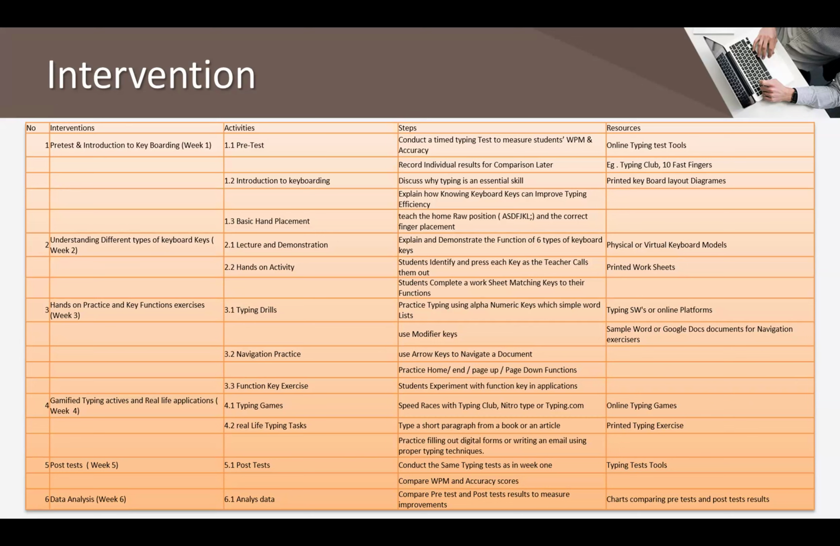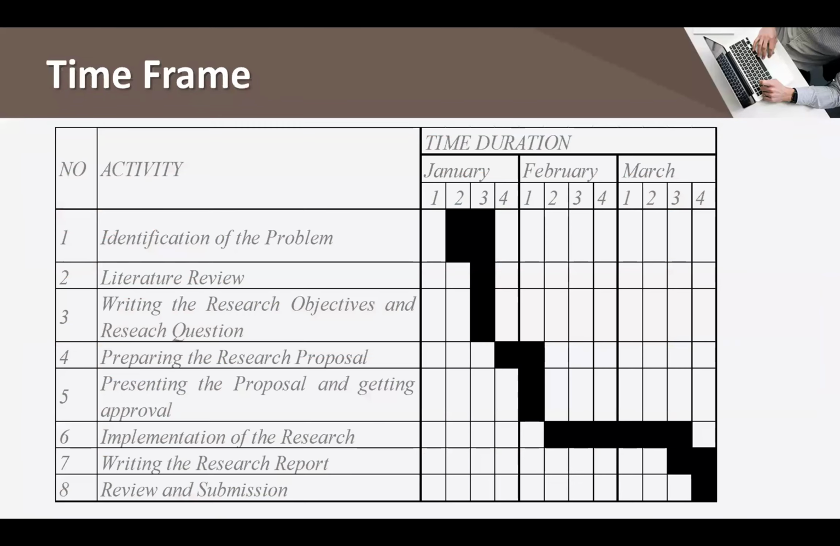Week 5, post-test. In week 5, I will evaluate students' improvement. They will take the same typing test from week 1 to compare their progress in typing speed and accuracy. Resources, typing test tools. In week 6, data analysis. Finally, in week 6, I will analyze the data collected from the pre-test and post-test, and I will compare the results to measure improvement and summarize my findings.